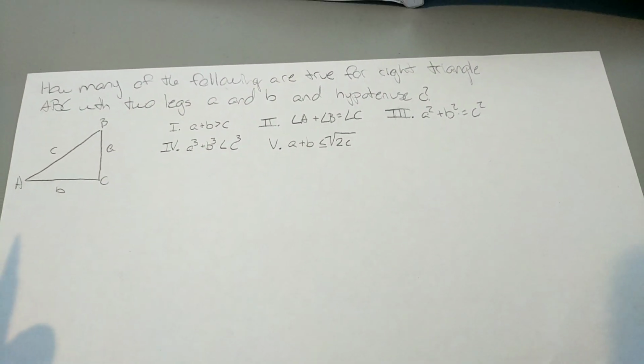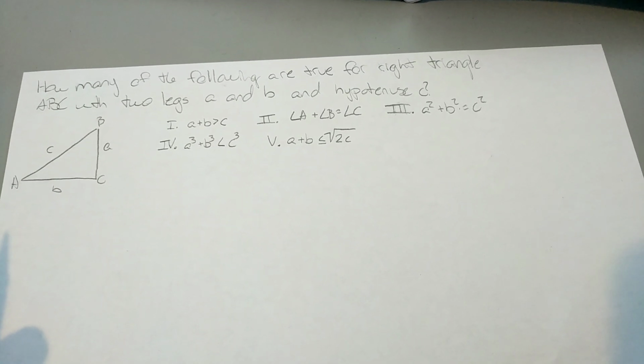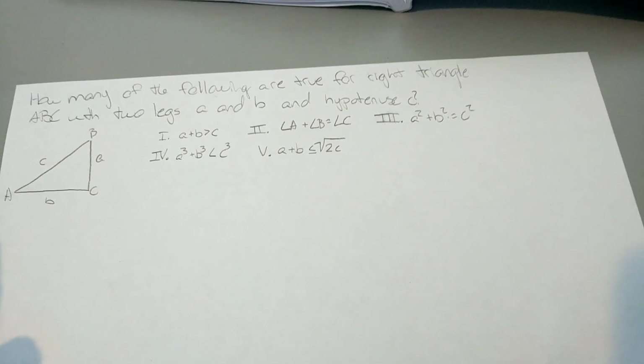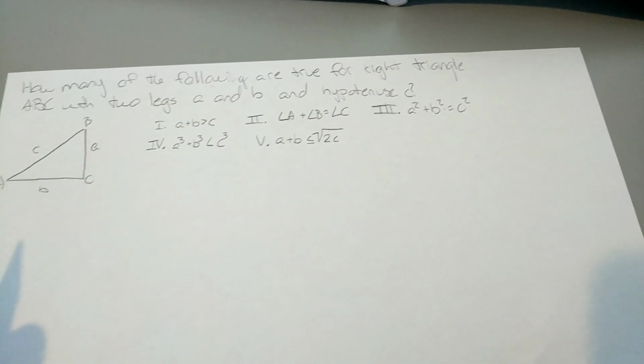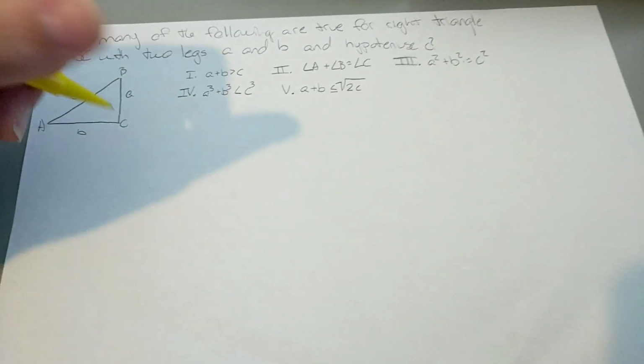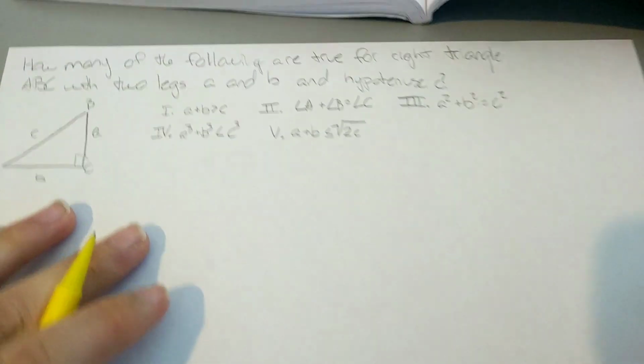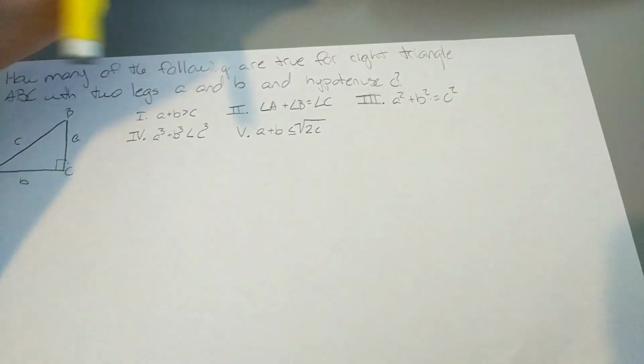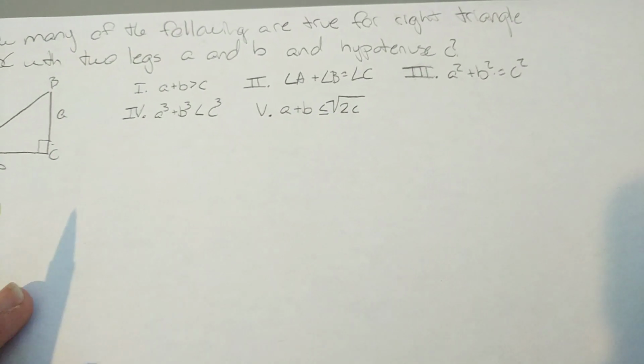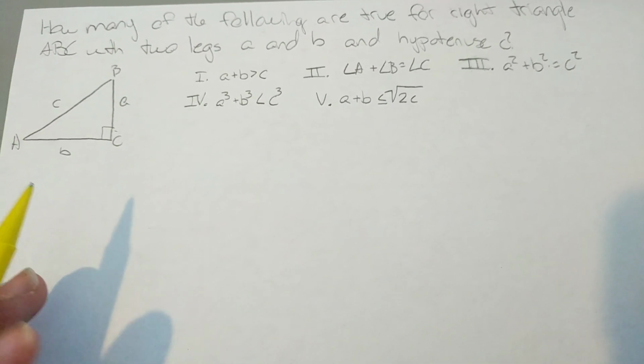Here's a question. How many of the following are true for right triangle ABC with two legs A and B and hypotenuse C? So you have your standard right angle triangle, and we need to find how many of these are true. So let's start with the first one. A plus B is greater than C.